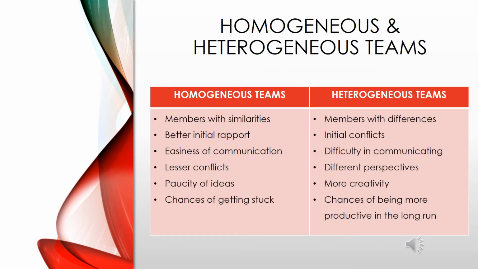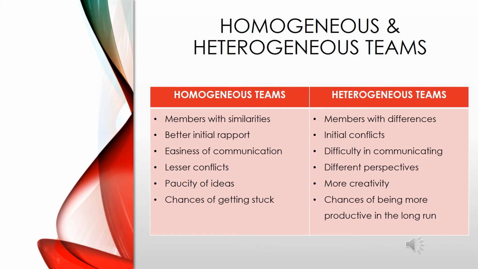Now let's look at homogeneous teams and heterogeneous teams and the differences between them. The homogeneous team is a team in which team members share almost the same attributes such as skill, intellect, education, personal and demographic traits, etc. On the other hand, a heterogeneous team is one in which individual members have different attributes. Now let's look at the difference between them.